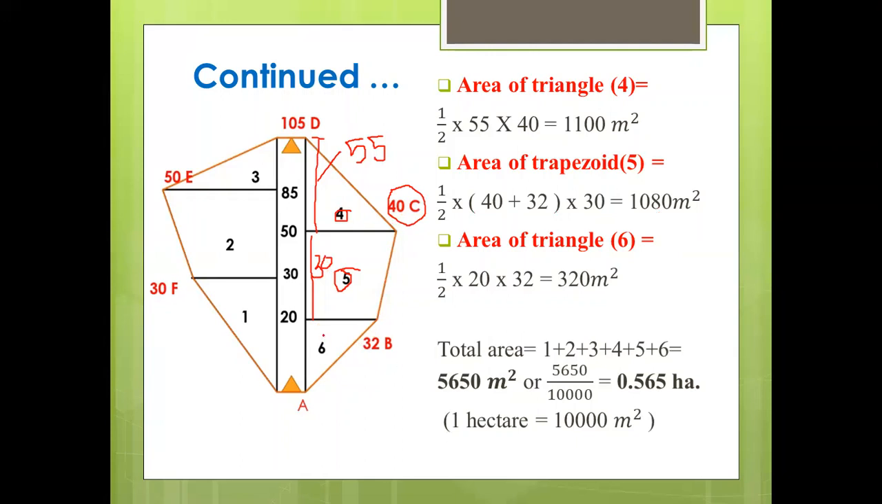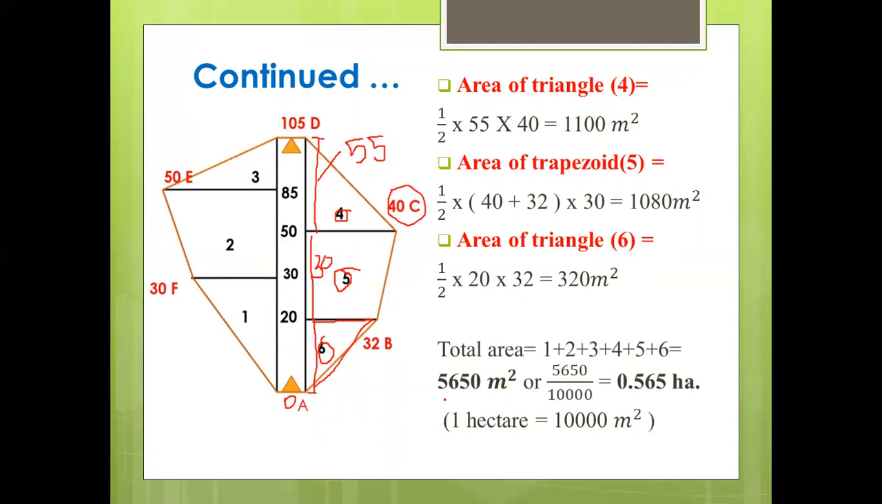Then the last one is the sixth area. Then we will calculate this area. That is also a triangle. We don't need to measure this distance. Basically here is 0, so 0 to 20, that is 20. So half into 20 into 32 will give the area of the sixth part. It is a triangle, so half into 20 into 32 will give 320 square meter.